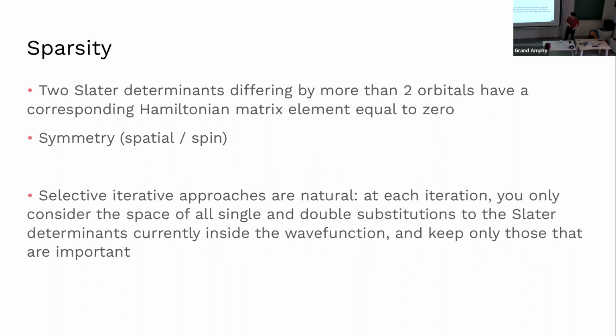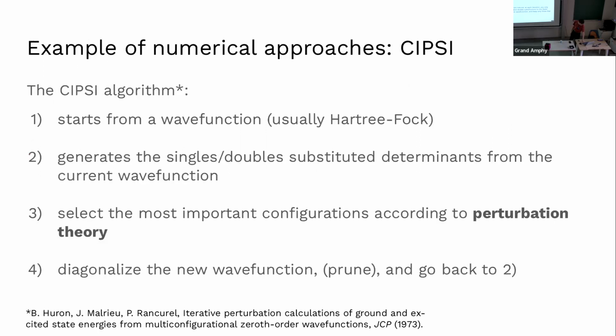So it encourages you to use selective iterative approaches, where at each iteration you will only consider the set of single and double substitutions and keep only those that are important. So for example, there is the famous CIPSI algorithm in which you start from, for example, Hartree-Fock, you generate all the single and double substitutions from Hartree-Fock. And then you apply perturbation theory to select the most important ones. Diagonalize, you can prune the wave function, and you go back to step 2 and you go like this.